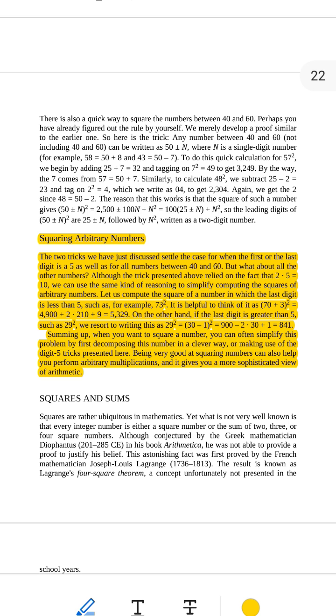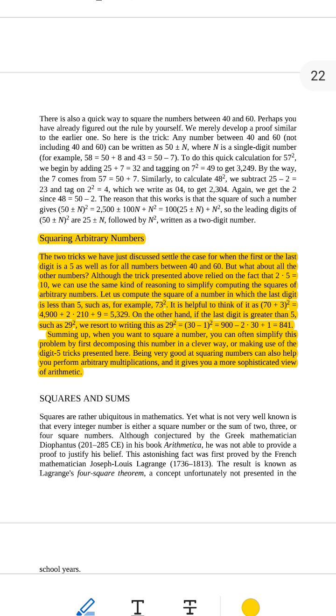Step 3, multiply A and B, then double it. Multiply 70 and 3. 70 times 3 equals 210. Double that result, 210 times 2 is 420. Step 4, add everything up. Now we add up all the pieces we got: 4,900 from squaring 70, 420 from doubling 70 times 3, and 9 from squaring 3. So 4,900 plus 420 plus 9 equals 5,329. That means 73 squared is 5,329.